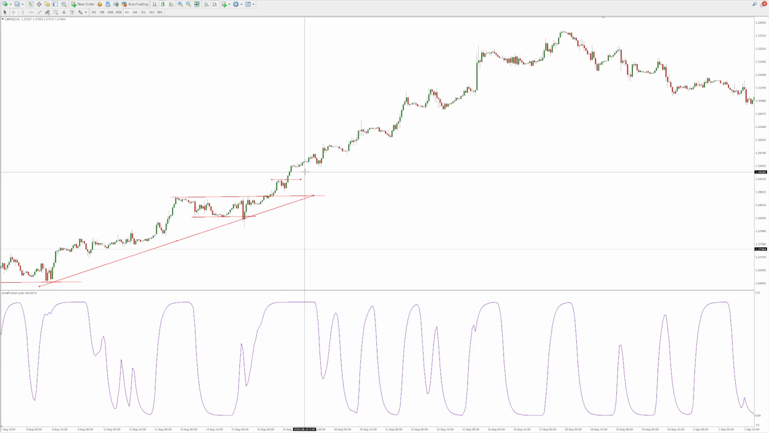Okay, and if price continues in our direction, then we can just move the stop loss below the low, and just trail the price and maximize the move as much as possible.